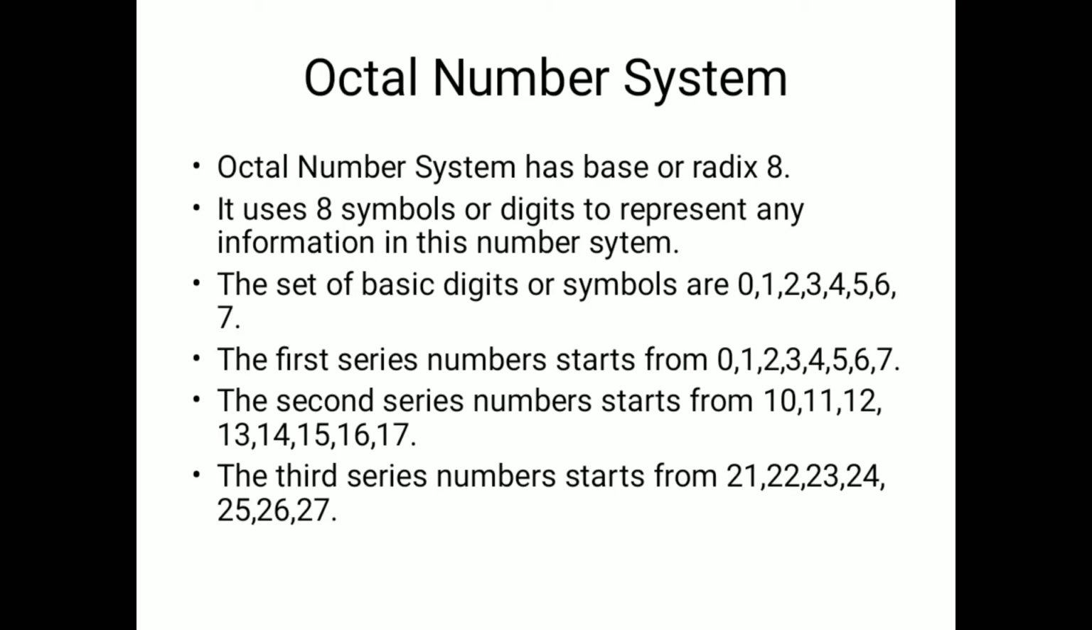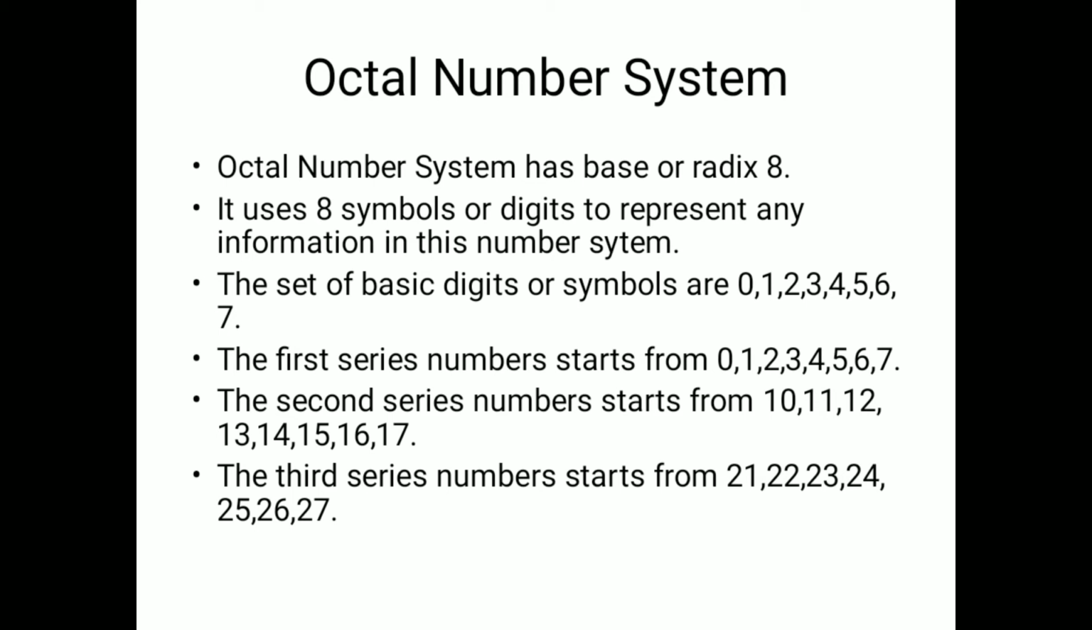The next number system which we are going to discuss is the octal number system. The octal number system has base or radix equal to 8. Oct means 8. It uses 8 unique symbols or digits to represent any information in the number system. The basic set of digits or symbols are 0, 1, 2, 3, 4, 5, 6 up to 7. So in an octal number system, you have the numbers starting from 0 to 7. 8 will not be there in an octal number because the total number of unique digits we have is 8. So 0 to 7 makes 8 symbols.